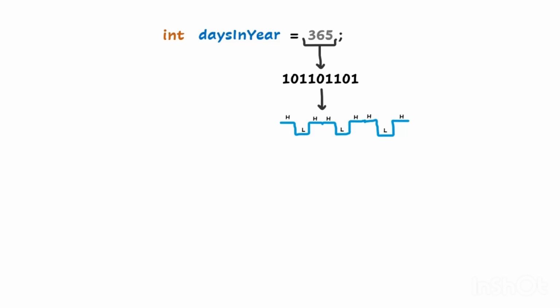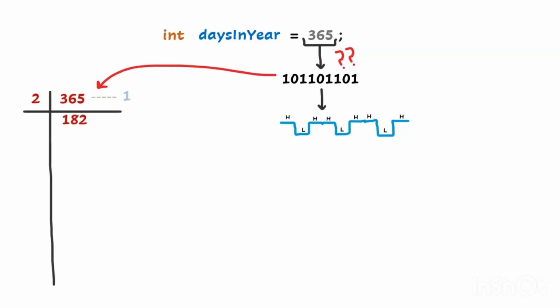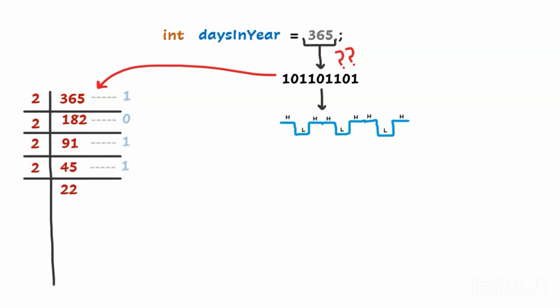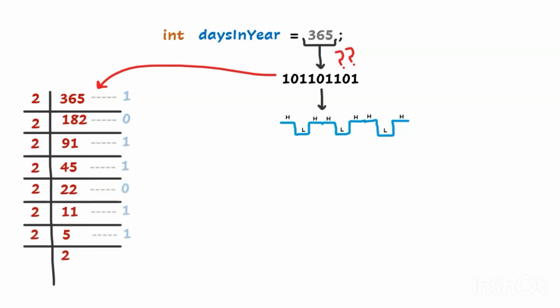But how do we arrive to this binary representation? It's simple. By dividing the number repeatedly by 2, and at each division step, the remainder becomes one binary digit. Then we simply arrange from top to bottom.